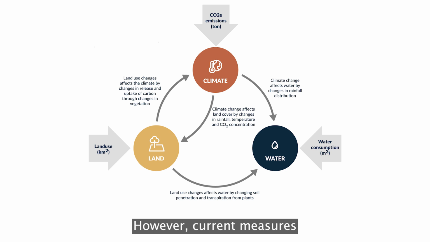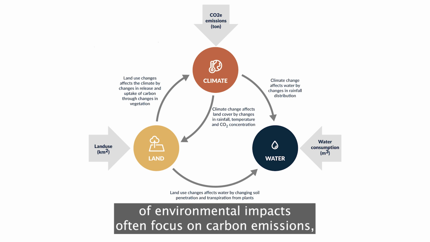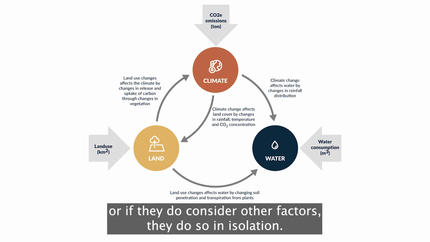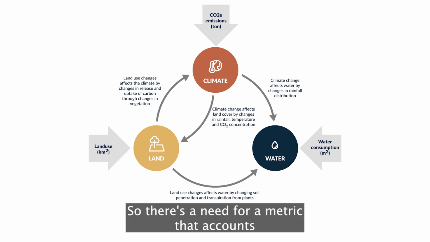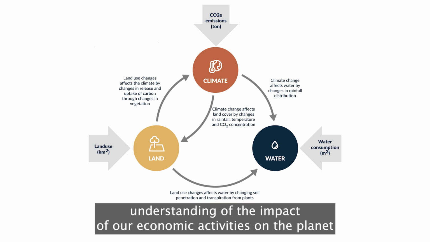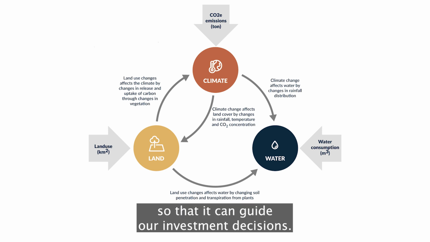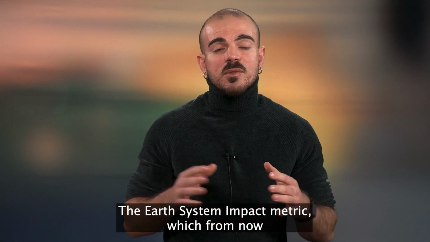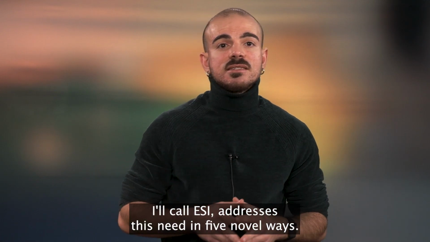However, current measures of environmental impacts often focus on carbon emissions, or if they do consider other factors, they do so in isolation. So there's a need for a metric that accounts for these interaction dynamics and helps us gain a more nuanced understanding of the impact of our economic activities on the planet, so that it can guide our investment decisions. The Earth System Impact Metric, which from now I'll call ESI, addresses this need in 5 novel ways.